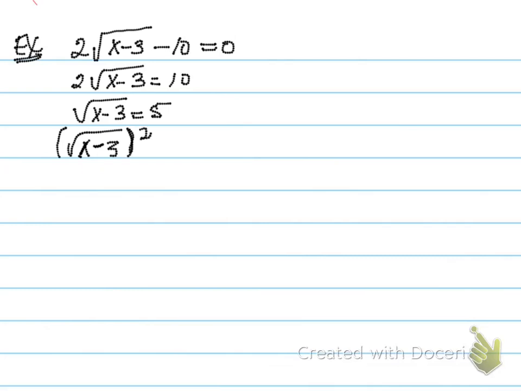And on the right, the 5 squared. You've seen the square root squared many times. You're left just with the x minus 3. And over here you have 25, which leaves you with x equals 28.